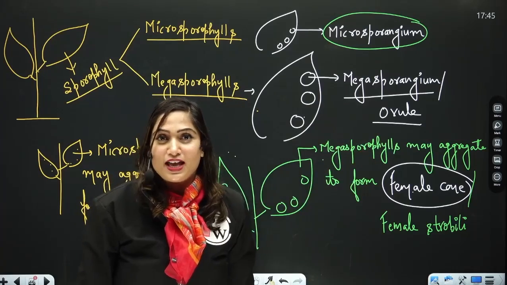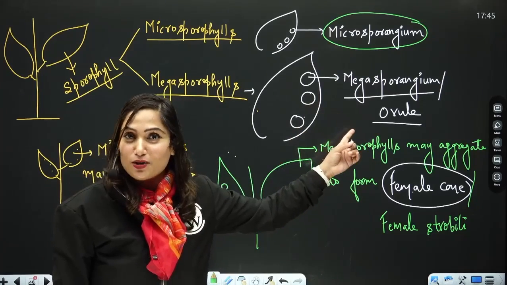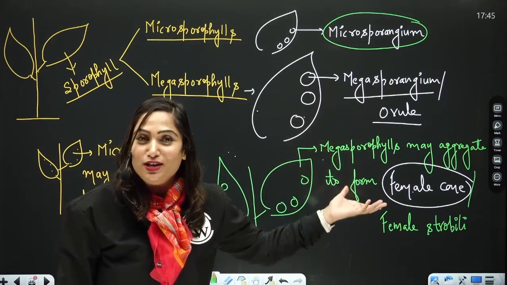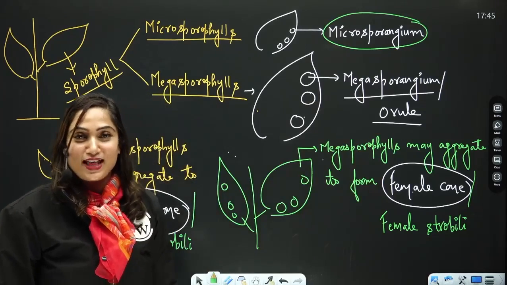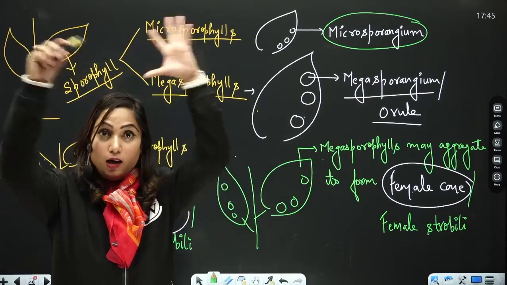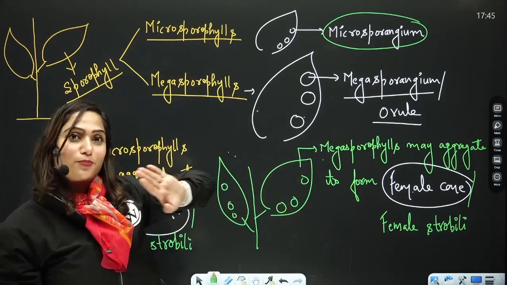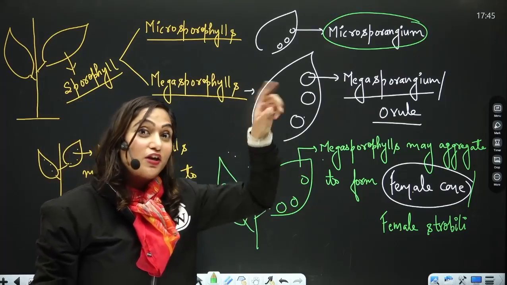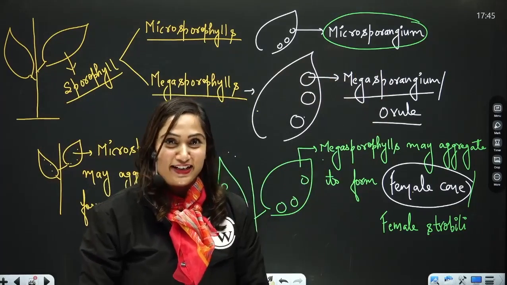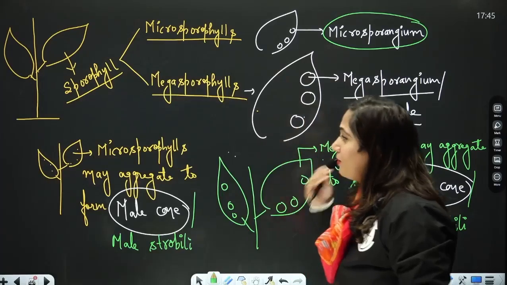And do not forget this, that another name of megasporangium is ovule. That means behind larger leaves, ovules are present, which are enclosed in ovary in case of angiosperms. Clear? Now understand this thing, beta.